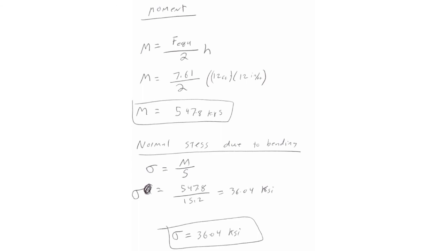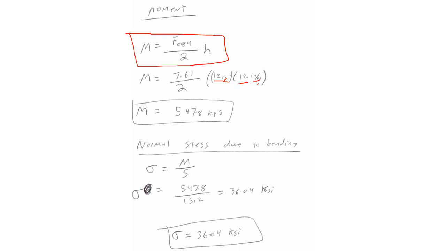Now for our moment, moment is equal to F equivalent over 2 times our H value. We had that from the beginning of the problem, so we can reference back and plug in our known values. We have moment equal to 7.61 divided by 2 times our H value. Again, we want to make sure this is in inches. We know it's 12 feet, and there are 12 inches in a foot, so our feet will cancel out. We plug this in, and our moment is equal to 547.8 kips-inches.